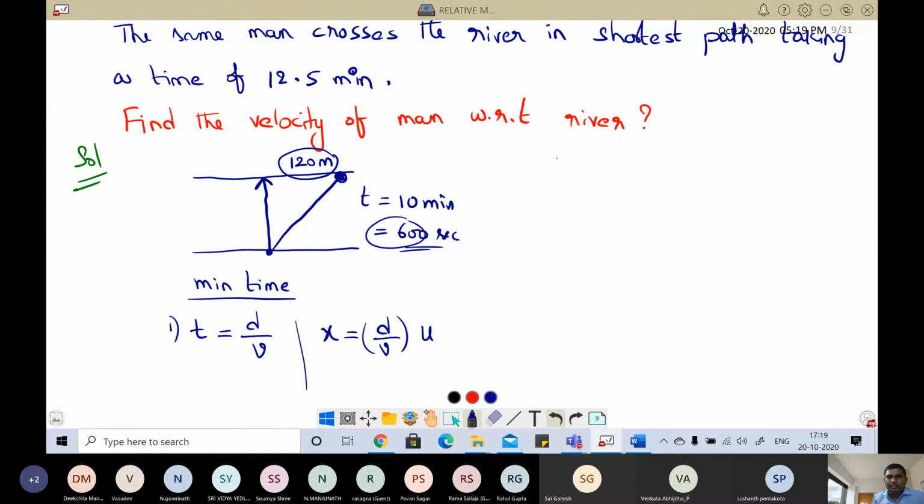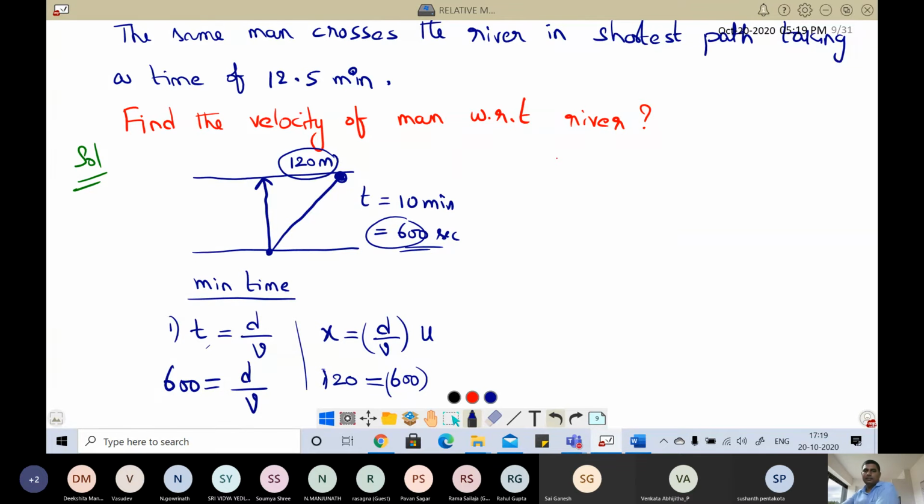Okay, anyway, so now I'll write here itself. So time is given as 600 seconds. So 600 is equal to distance, which we don't know, divided by this velocity, which we also don't know. This is called man's effort. Now here drift they gave as 120 meters. So 120 is equal to d by v, which is time 600, into u.